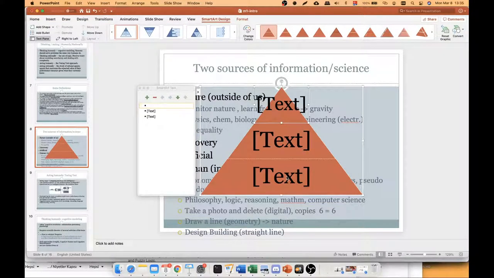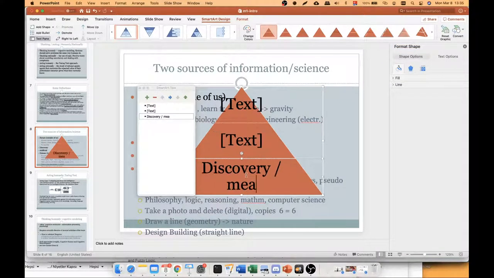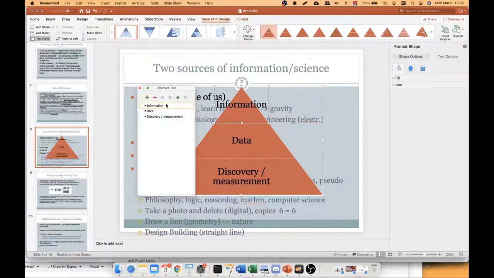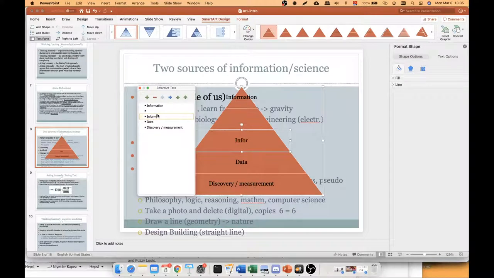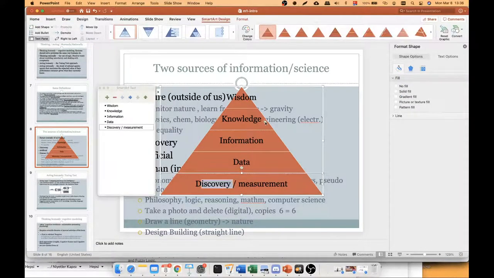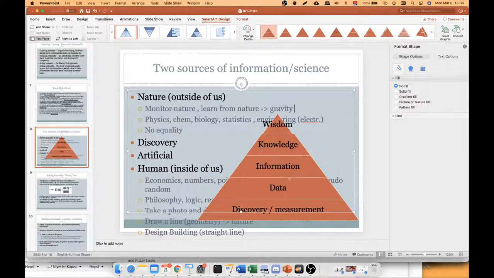On the bottom level, we have the discovery, measurement, and so on. After this, we have the data. On top of it, we have the information, and on top of it, knowledge and wisdom. So this pyramid indicates that on the bottom line we have the discoveries, the measurements. We discover something from real life or from inside of us, and then we convert it to data.